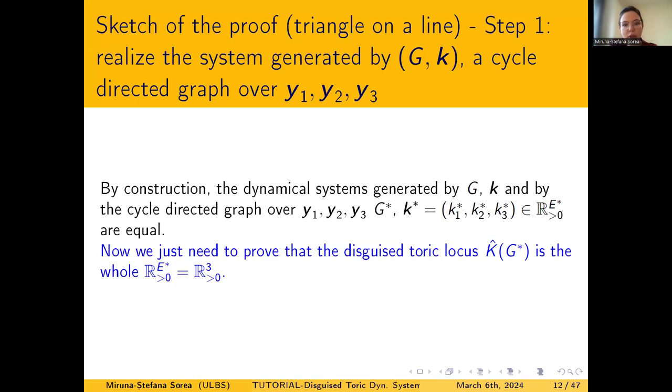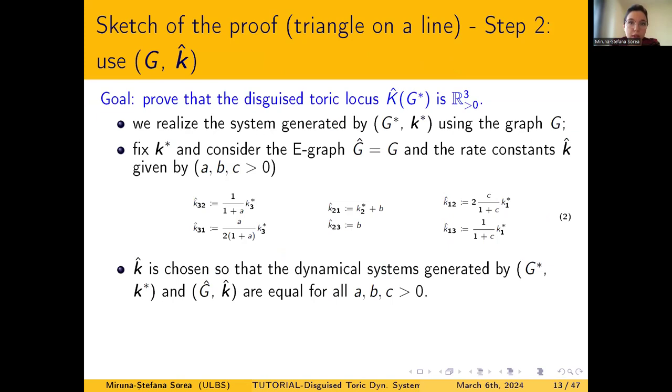What is the disguised toric locus of this cycle? Let us compute the disguised toric locus of G star, this right-hand side picture. We will prove it's the whole rate constant set, so the whole positive parameter space. And since we only look at this one with three reactions, we are in R3 positive. So now, second step is our goal: prove that the disguised toric locus of G star is this whole R3 positive.